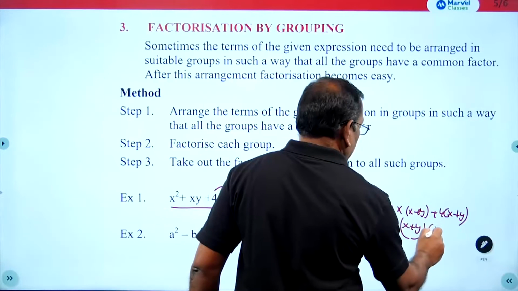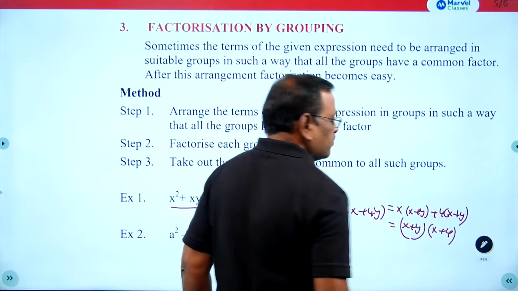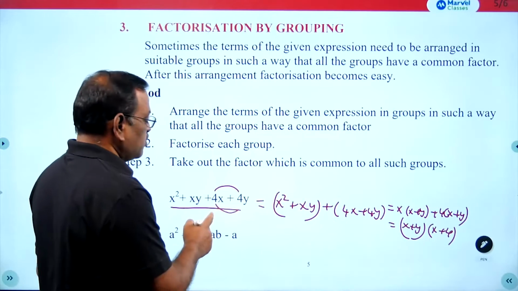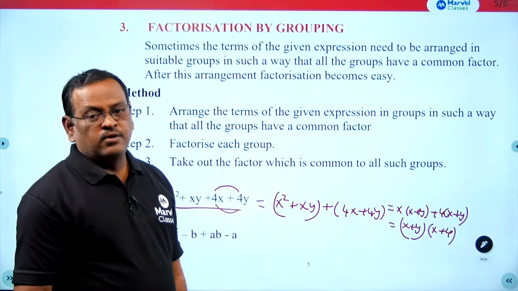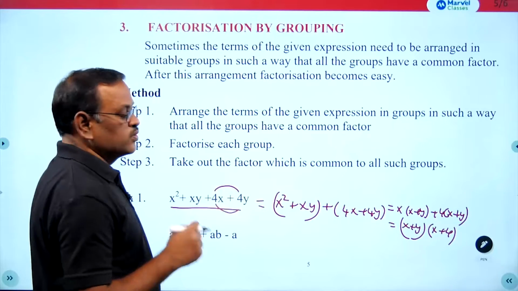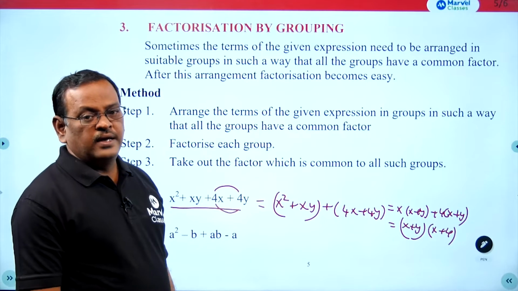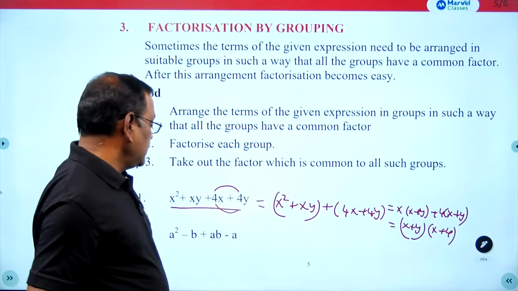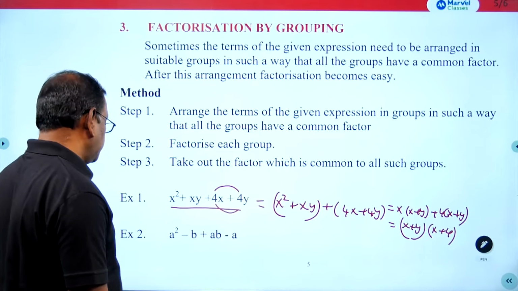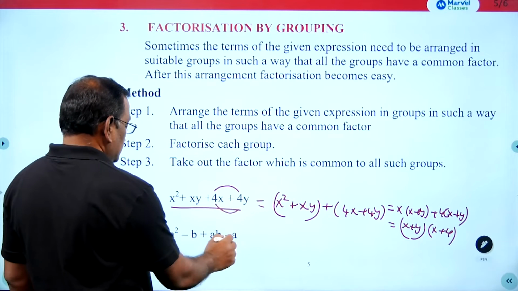So what are the remaining values? x plus 4, correct? First method of grouping and then taking out binomial common factor. It involves 2 concepts: first method of grouping and taking out binomial common factor. And we will discuss this term. Again, it has 4 terms.